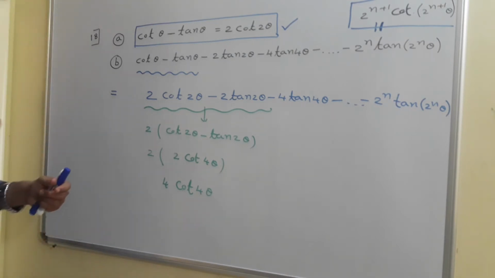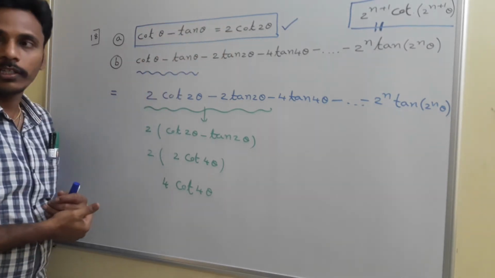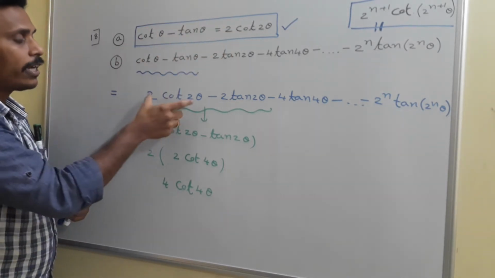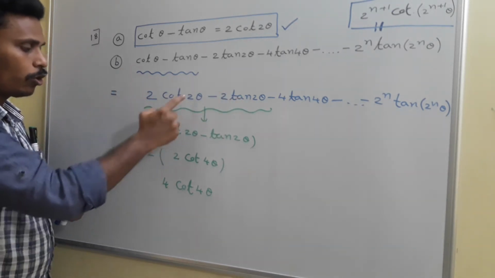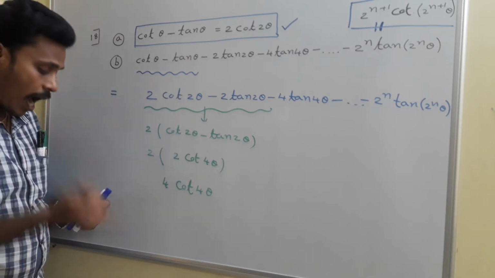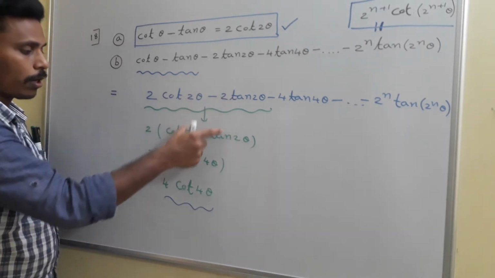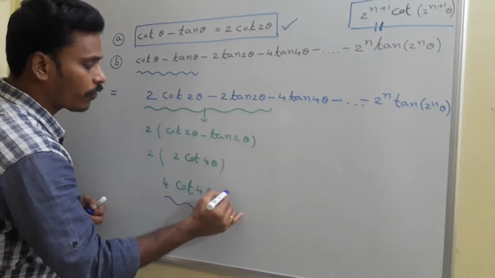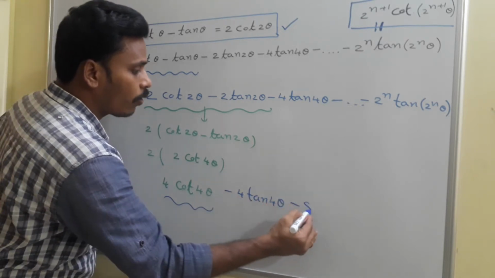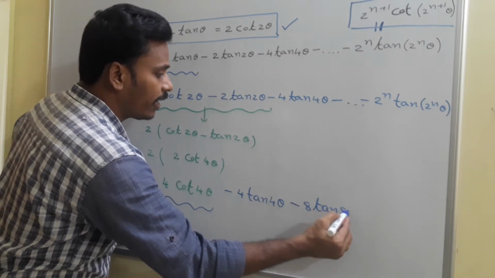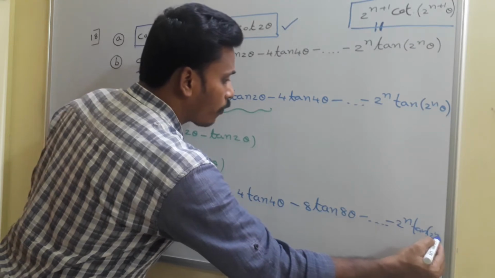See, cot theta minus tan theta, one pair, is 2 cot 2 theta. Then 2 cot 2 theta minus 2 tan 2 theta: 2 will become 4, and 2 theta will become 4 theta. In the next step, these two terms become 4 cot 4 theta. And next we have minus 4 tan 4 theta, and next minus 8 tan 8 theta, and so on, minus 2 power n times tan of 2 power n theta.